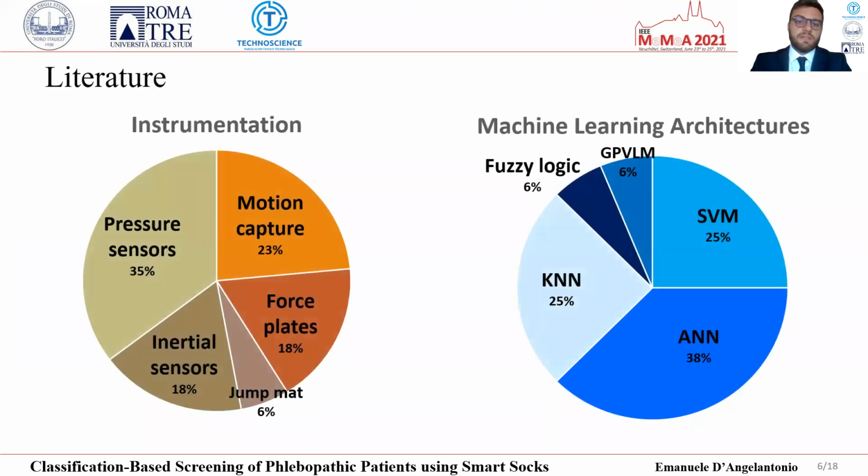Here, the two graphs better represent the instrumentation and the machine learning architectures used in the literature works. From instrumentation graph, it is possible to observe a balance between laboratory tools and wearable systems, while in the graph on the right, we can notice that the most used machine learning techniques are the k-nearest neighbor, support vector machine, and artificial neural networks. In this work, we developed support vector machine and k-nearest neighbors models.